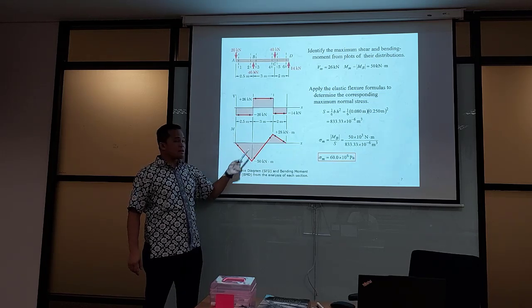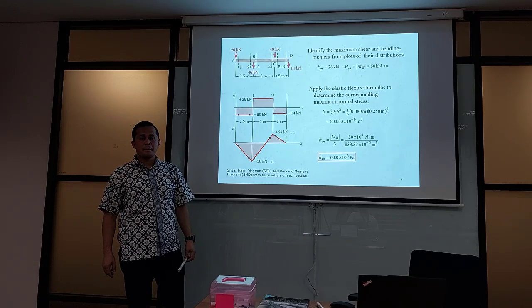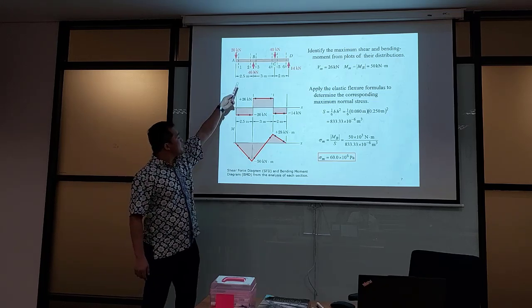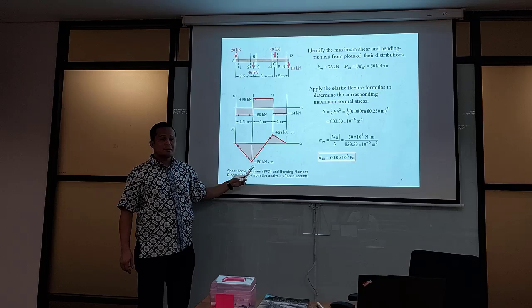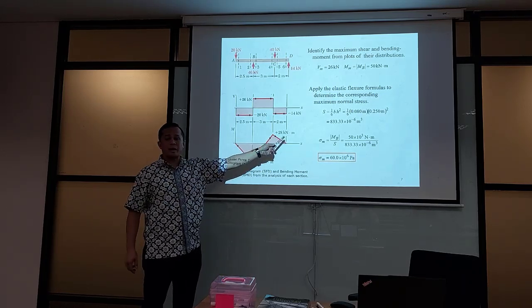Michael, from the BMD, at which point does the bending become maximum? Perfectly, exactly at B. It becomes minus 50 kilonewton meter. At C, it's only 28 kilonewton meter.